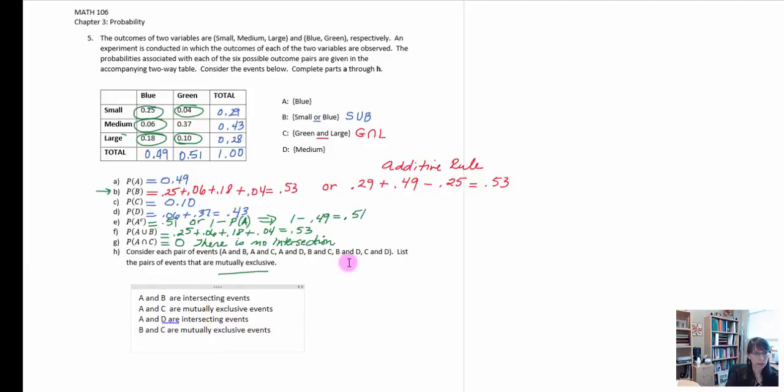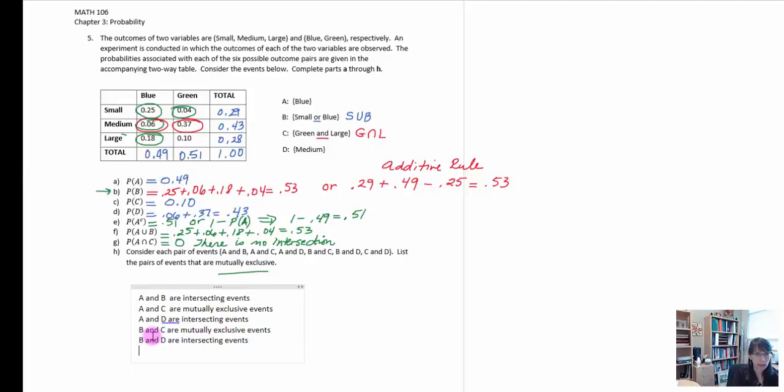Next we're considering B and D. So B, small or blue. And D says medium. So if I circle everything that's medium now, you notice how 0.06 has two different colored rings around it, so I counted that twice. That's an intersection, so not mutually exclusive.